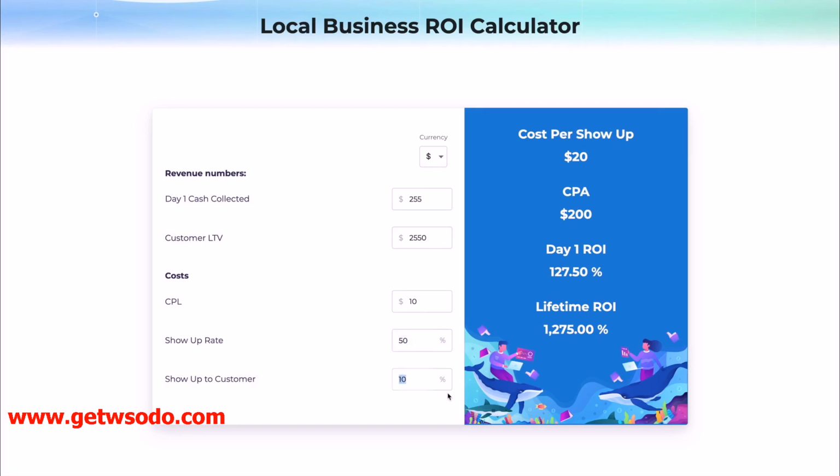So 1 out of every 10 people who shows up and claims the offer actually becomes a customer. Well, the cost per show up is $20. The cost per acquisition for someone to actually become a customer for this dental clinic is $200. So day 1 ROI is 127%.